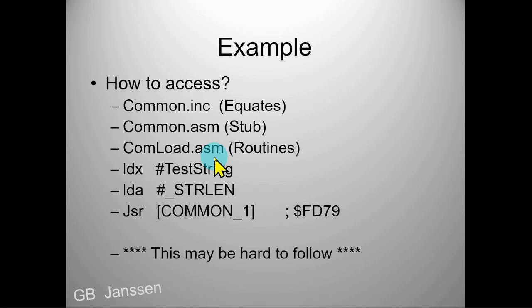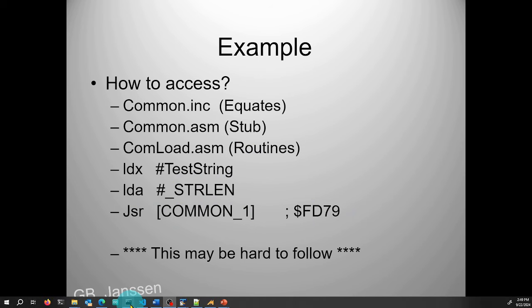Okay, now we're going to start looking at some of the code. Again we're going to look at com.asm. That's where the stub is. Now we'll look at the equates, and in this order we'll look at them. Okay, and here's the code to access string length. Load up the string you want to test, load up A with a common number, and then jump indirect to the routine.